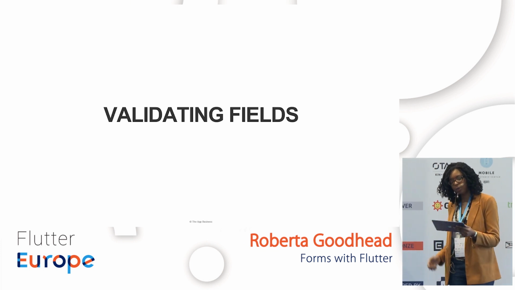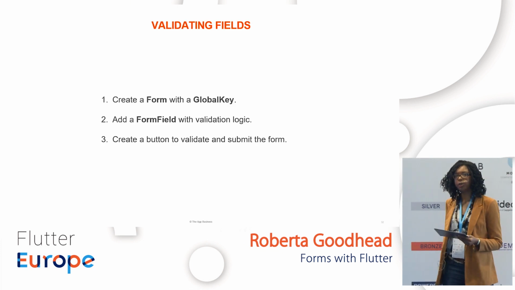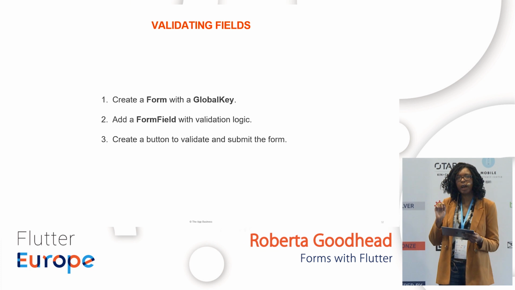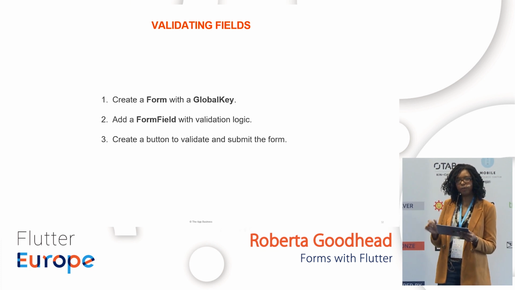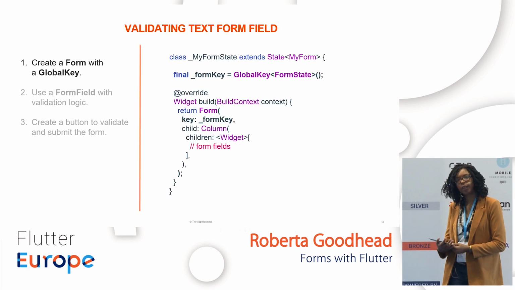So now I'm just going to explain a little bit more about validating these fields. Let's just go through the process. So what you want to do is, 1, create a form with a global key. 2, add a form field of validation logic. And 3, create a button to submit the form. So we're now just going to go through the steps here.